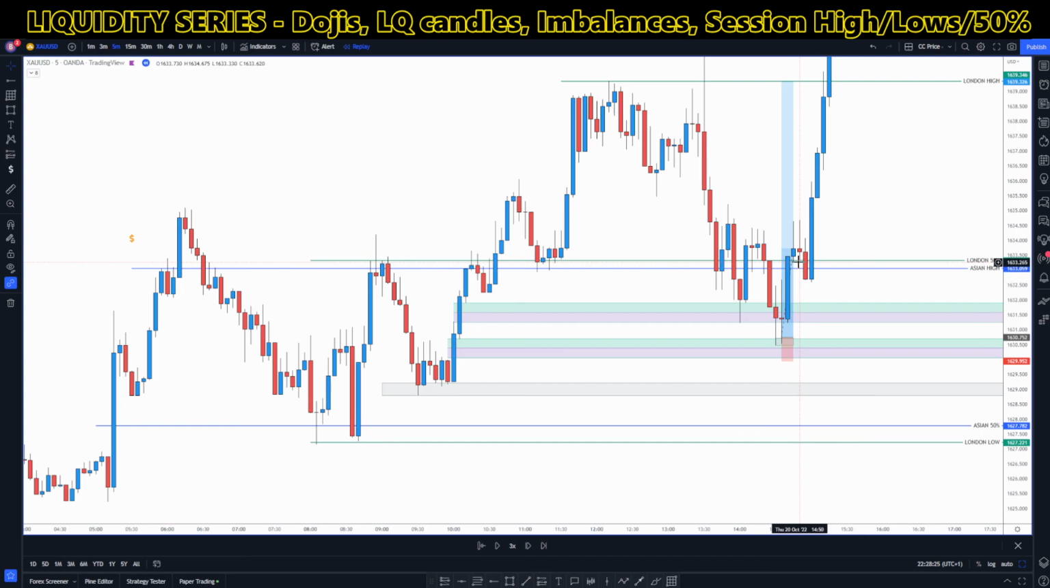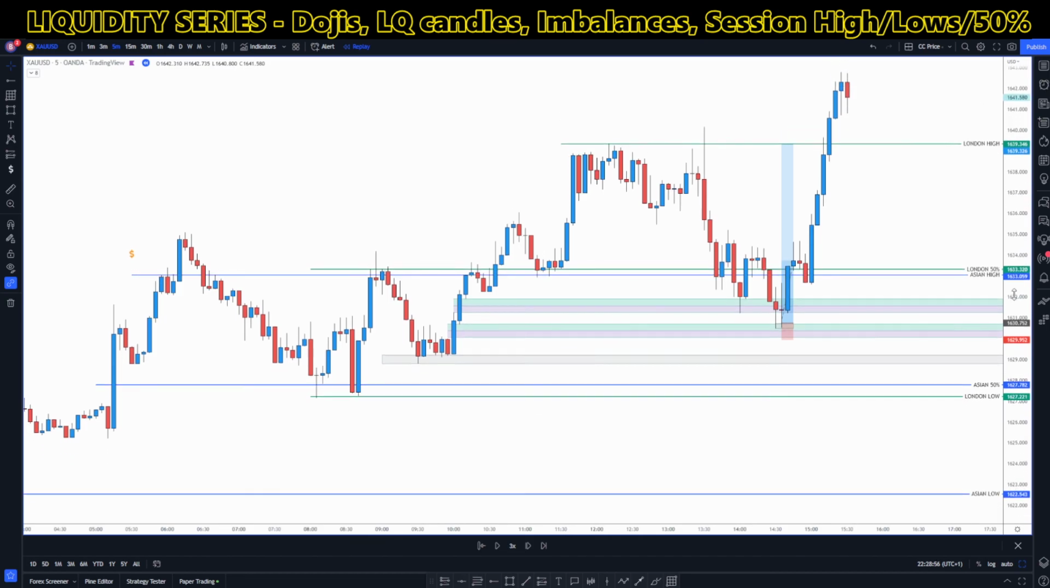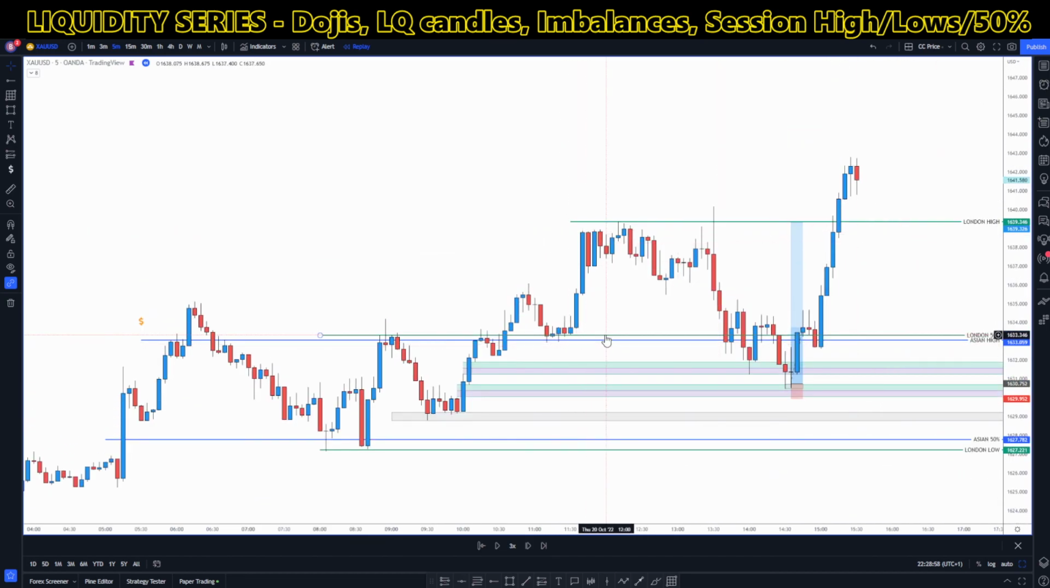So that was a trade today in gold. I know this is like backtesting and hindsight, but it's just trying to give you a little visual clues of what I'm looking at: London highs, London lows, London 50%, session highs, looking for dojis, looking for liquidity candles, imbalances. I'll do more or less a video on each one in a bit more specific detail, but just use that as a bit of a guide on what you can be looking at. We'll do order blocks, we'll do a lot of other things, but this video is already 38 minutes.